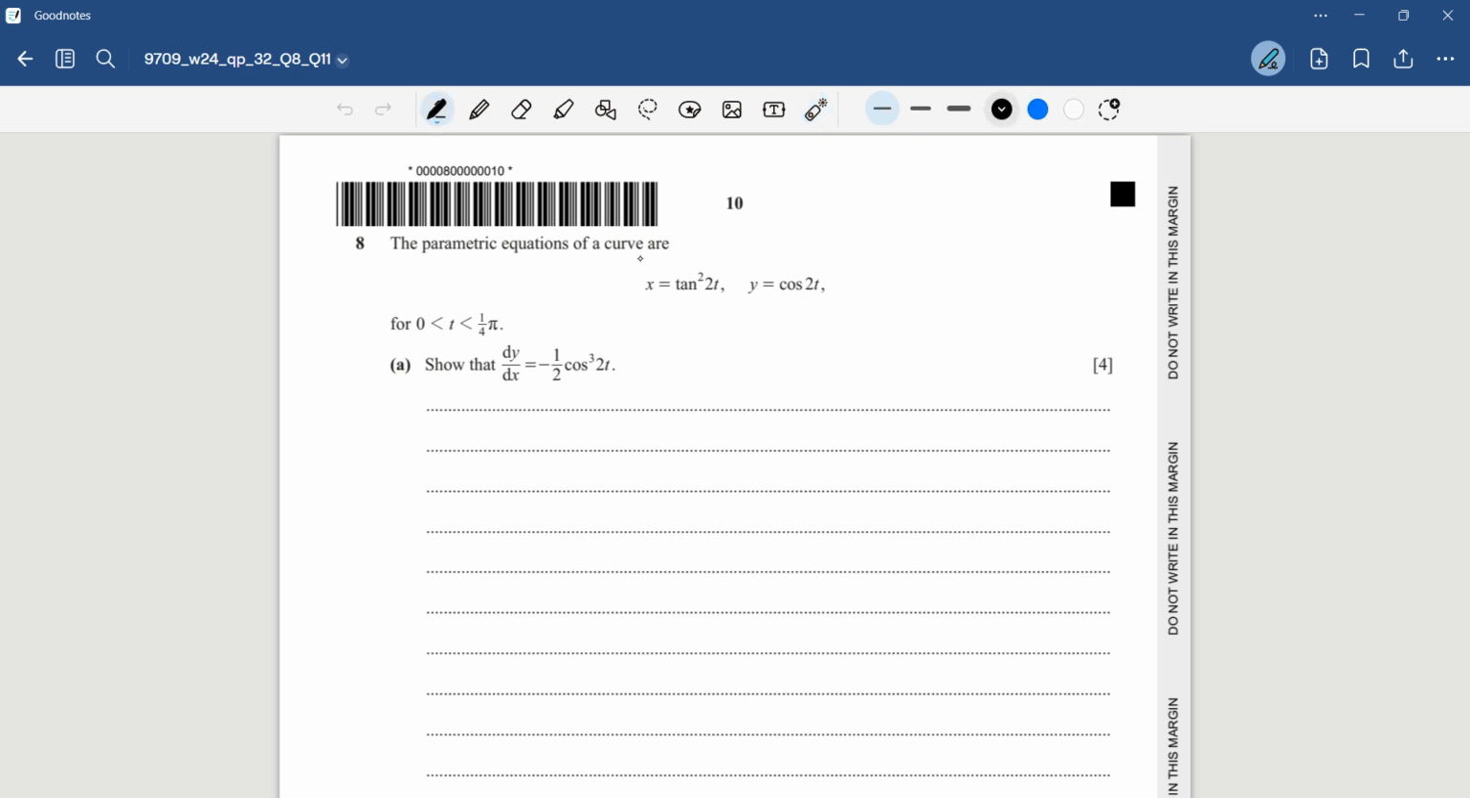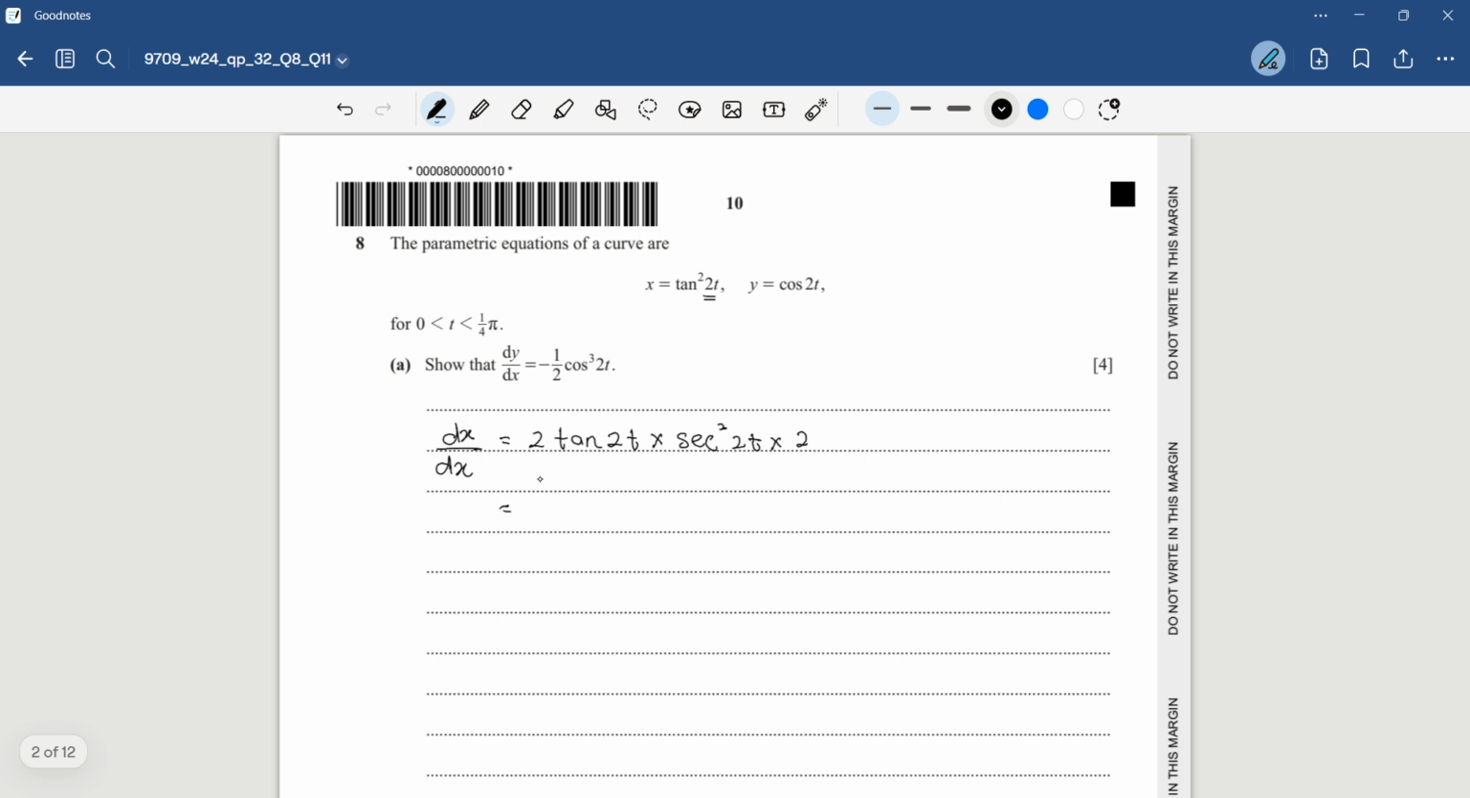Okay, so first we find dx/dt. For this, you can use the chain rule if you want, or you can differentiate straight away. Normally I will just directly differentiate. First I differentiate the power, so it's going to be 2 tangent 2t multiplied by the derivative of tangent. If you differentiate tangent, you will get secant squared 2t, multiplied by the derivative of the inside, 2t, which gives 2.